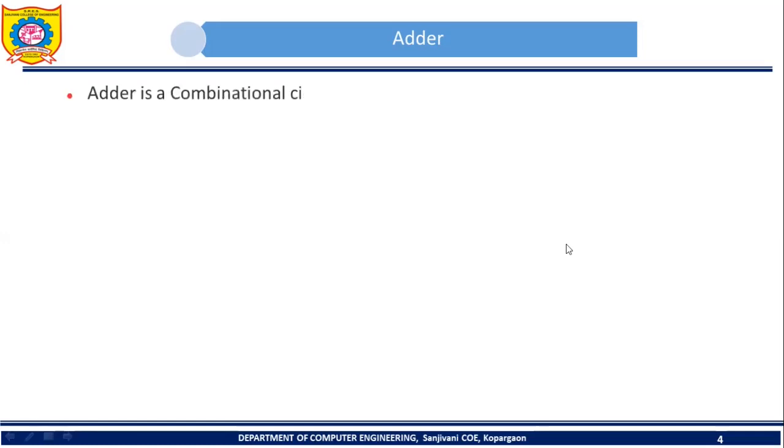Adder is a combinational circuit that can be used to perform addition of numbers. So already you know what is meant by combinational circuit. So adder is one type of combinational circuit, and the name itself indicates what may be the use of adder. So adder is used for addition.